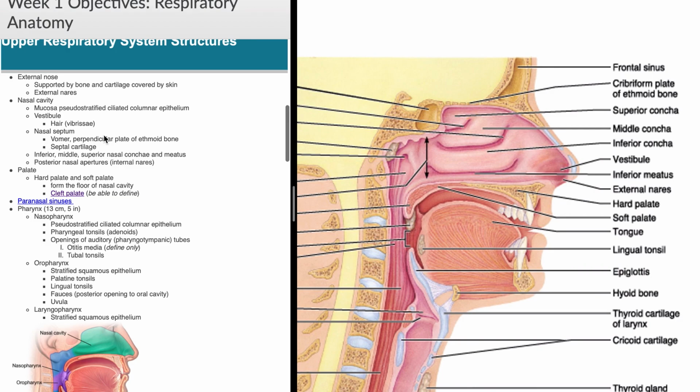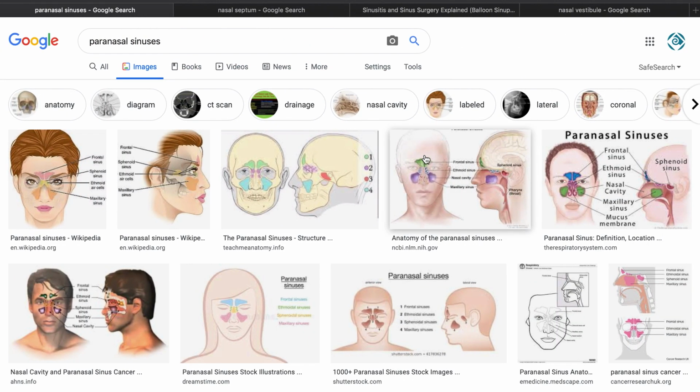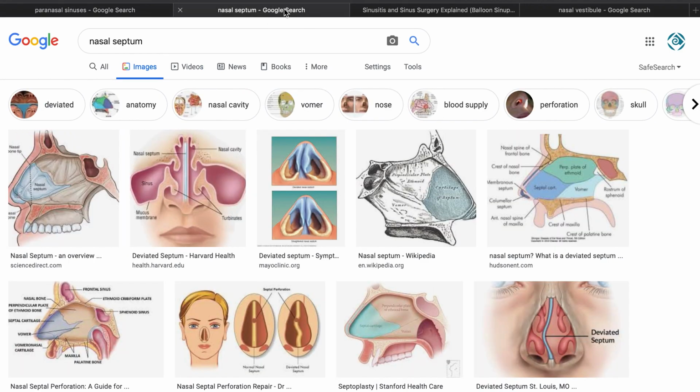Then the nasal septum itself. The nasal septum is what divides the nose into left and right cavities, essentially. The nasal cavity is actually two of them, the left and the right. And so in order to illustrate that a little bit more clearly, I'm going to go over to a web page over here, and we'll go to nasal septum.